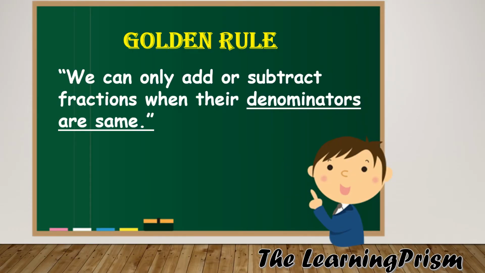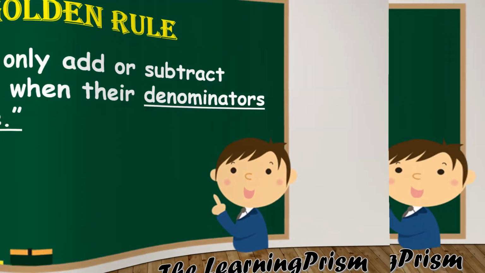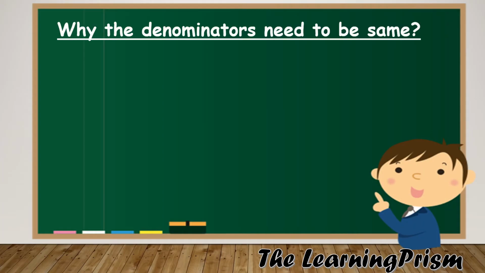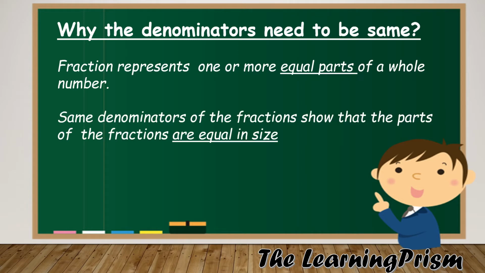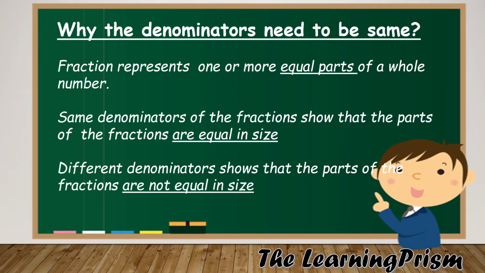Now let's learn what the golden rule is. We can only add or subtract fractions when their denominators are the same. You might be wondering why the denominators need to be the same, why it is so important. As we know, a fraction represents one or more equal parts of a whole number. Here we need to pay special attention to the words equal parts, because same denominators of the fractions show that the parts of the fractions are equal in size, whereas different denominators show that the parts of the fractions are not equal in size.